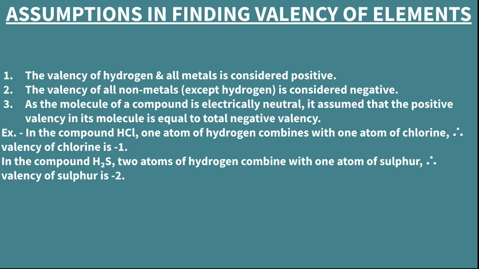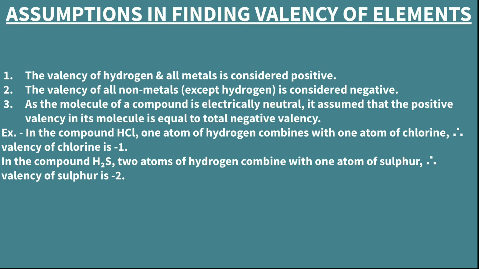Then, for example, in a compound of HCl, one atom of hydrogen combines with one atom of chlorine. We know that hydrogen valency is considered as positive, so chlorine is considered as negative and has a -1 valency. Hydrogen is +1, and therefore chlorine has -1. Therefore, HCl as a whole, when it is considered as one molecule of the compound, is electrically neutral.